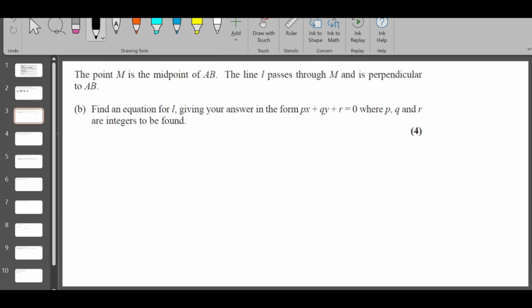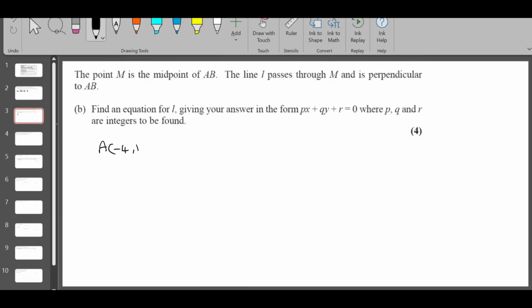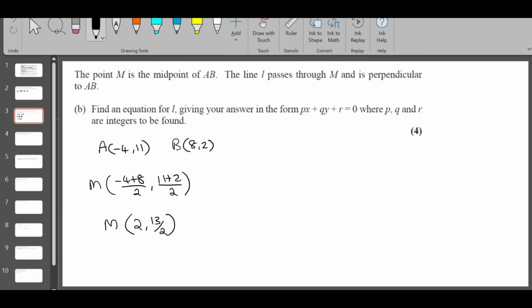Part B now. M is the midpoint of AB. Okay, we know point A is (minus 4, 11). Point B is (8, 2). So the midpoint M will be minus 4 plus 8 over 2, 11 plus 2 over 2. So M is going to be 4 over 2, 13 over 2. That's M.